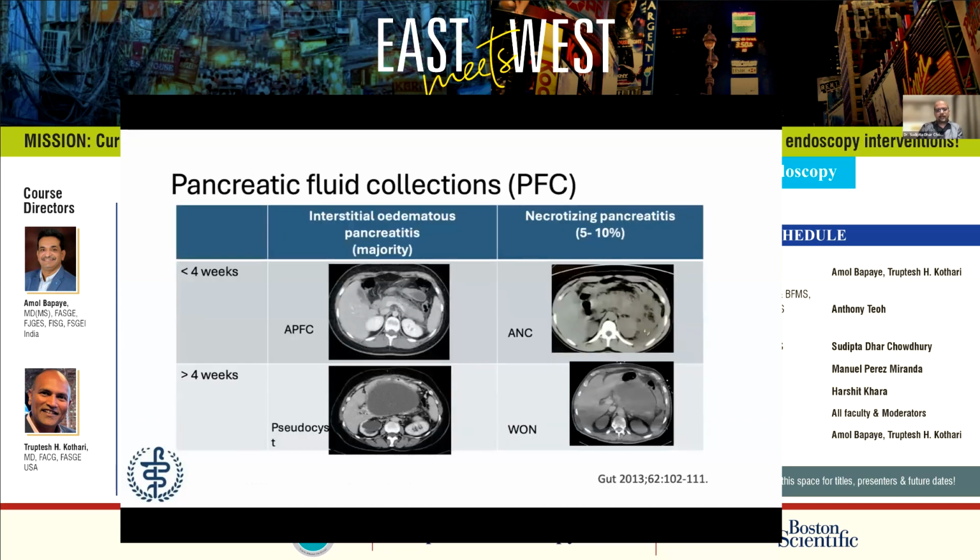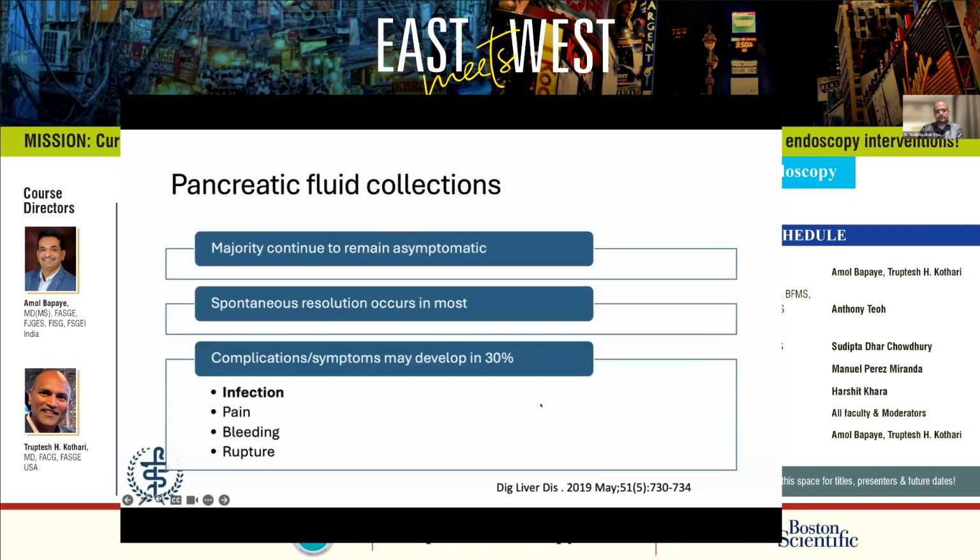Now, just going into the pancreatic collections, we have all seen these slides quite a lot of times, but just to recapitulate the revised Atlanta classification. It classified fluid collections in acute pancreatitis into 4 different types. Those occurring within less than 4 weeks in interstitial edematous pancreatitis are acute peripancreatic fluid collections. And if there's necrotizing pancreatitis, we get acute necrotic collections. After 4 weeks, these collections mature to form a wall around them. When there's a very minimal amount of necrosis, we call it a pseudocyst, or when the amount of necrosis is large, we call it walled-off necrosis.